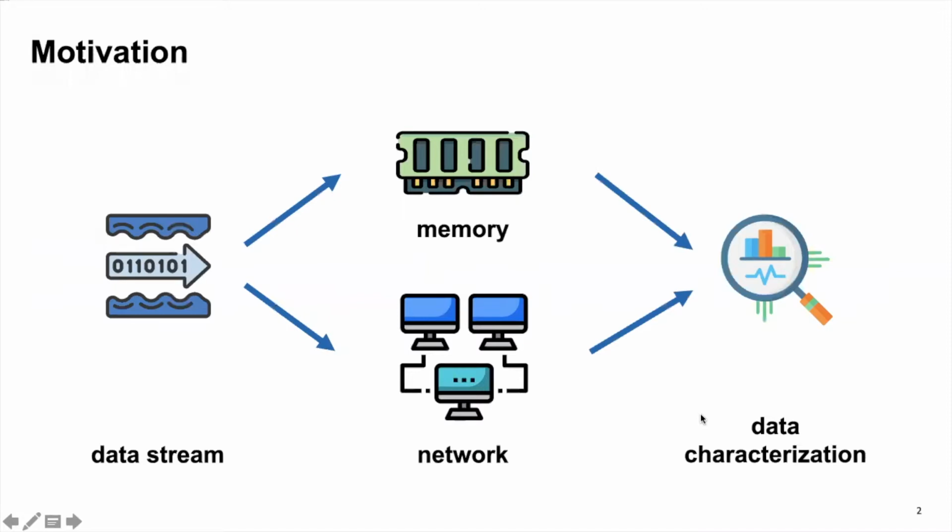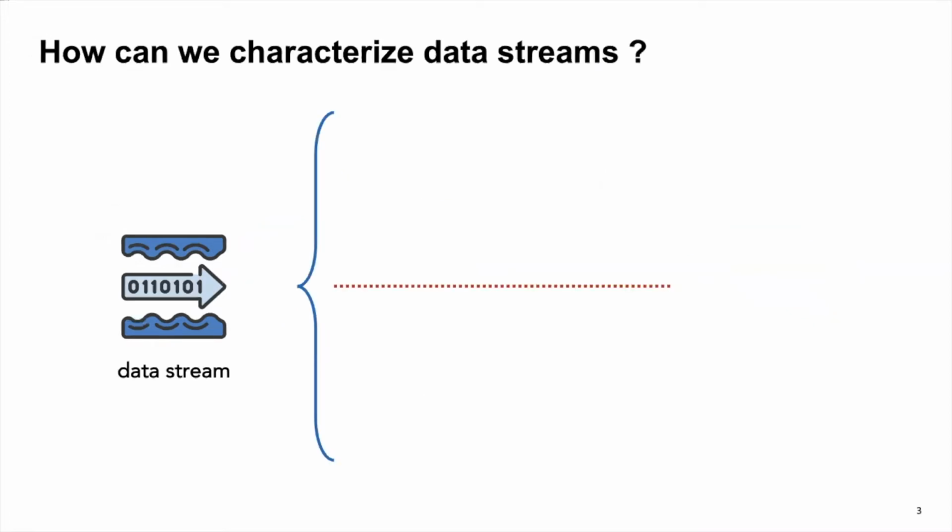In this paper, we focus on the problem of stream analytics, which is to extract meaningful information from a stream of data, for example, as it is traveling through the network or stored in the memory. What kind of meaningful information do we want to extract from a data stream?